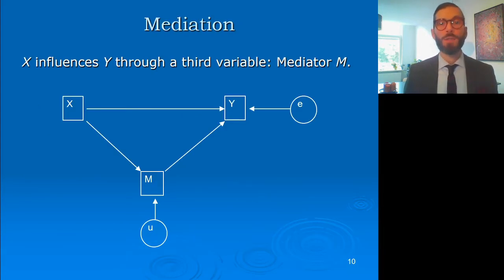We see that X predicts Y, and Y has a residual prediction error epsilon. And X also predicts M, which has a residual prediction error U, and M also leads to Y. And we can have an effect directly from X to Y and an indirect effect through the mediator M from X to Y.